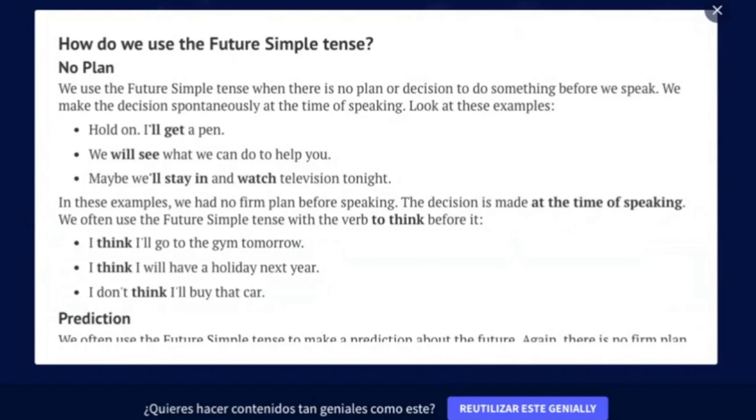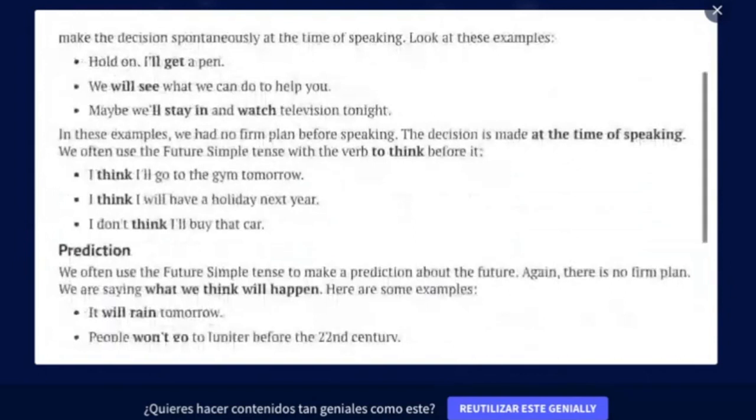The decision is made at the time of speaking, and we often use the future simple tense with the verb think before it. For example, I think I'll go to the gym tomorrow. I think I will have a holiday next year. I don't think I'll buy that car. Okay? So what is important here is that we use the future tense with will to make decisions at the moment of speaking with no prior plan.